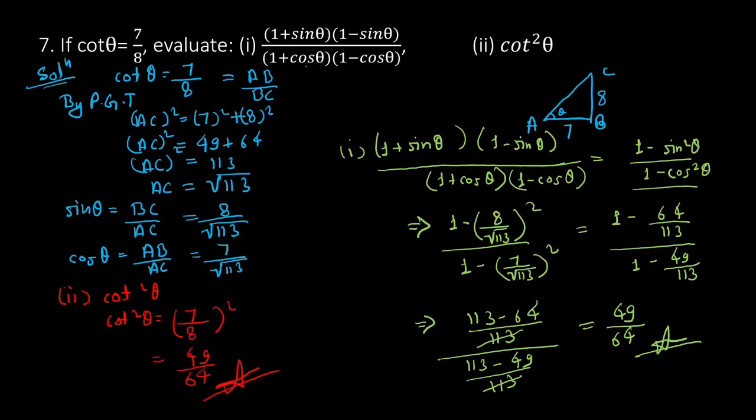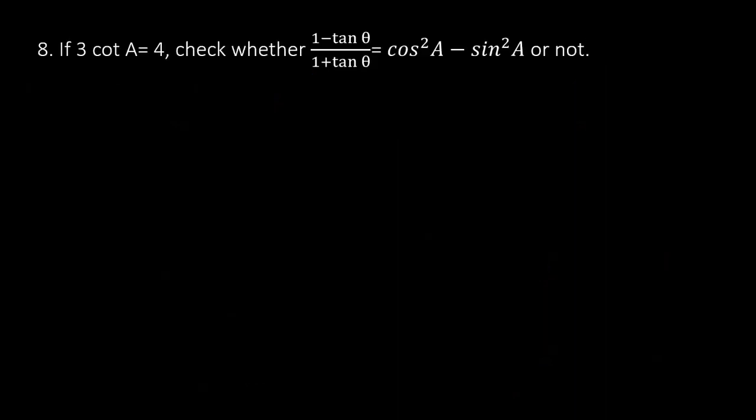Now let's move to the next question, question number 8. Question number 8 is, if 3 cot A equals 4, check whether 1 minus tan theta upon 1 plus tan theta equals cos square A minus sin square A or not. In this question, firstly we have to check that LHS equals RHS or not. So let's do it.